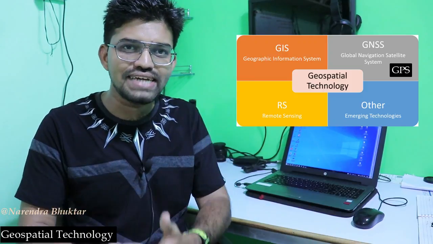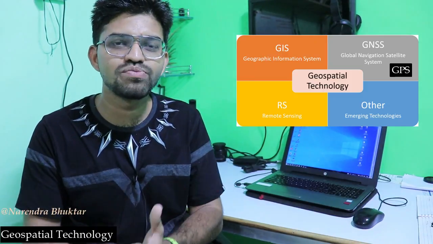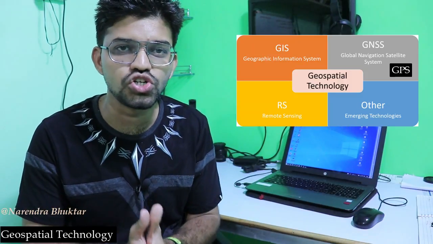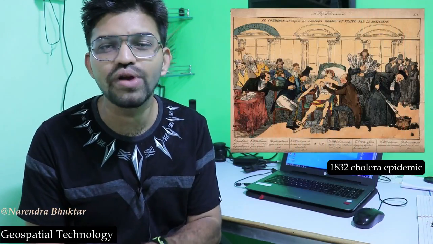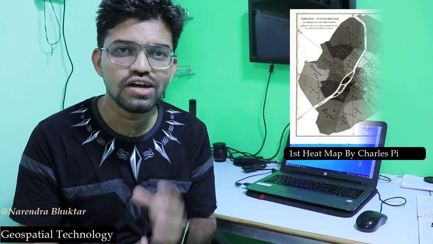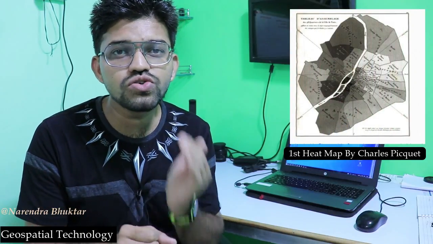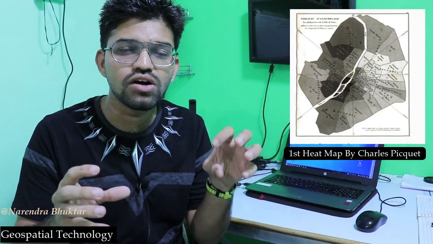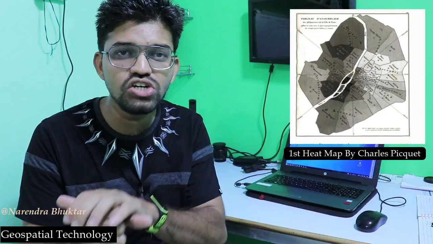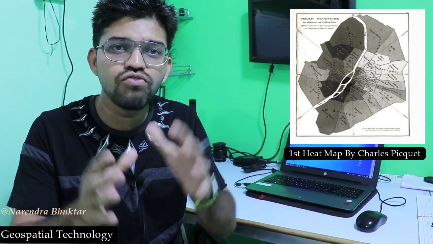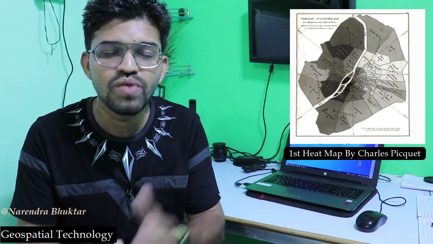If you want to understand this particular concept of the GIS, let me take you to the history of this geospatial technology. The first maps were created in 1832 during the cholera outbreak in Paris. The French cartographer Charles Picquet made the first heat map. It shows the most concentrated regions of cholera on a map. He prepared the first heat map in 1832.